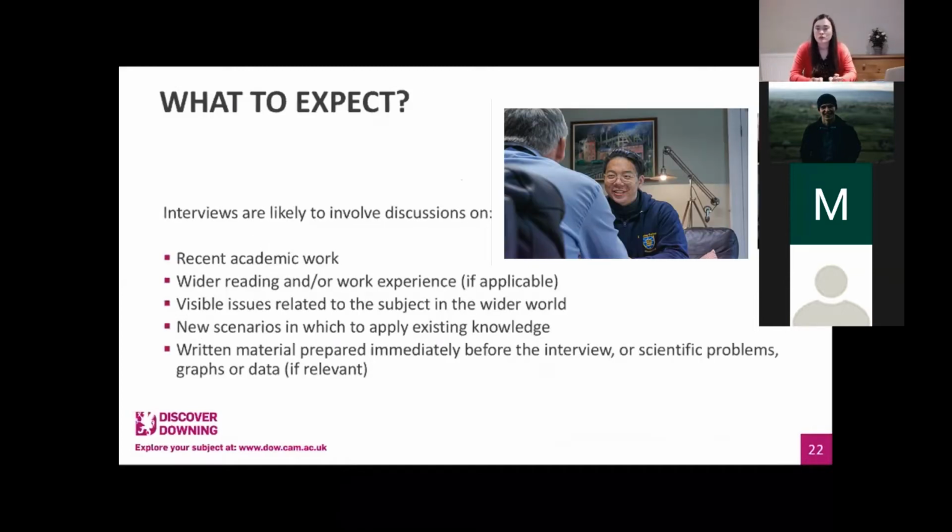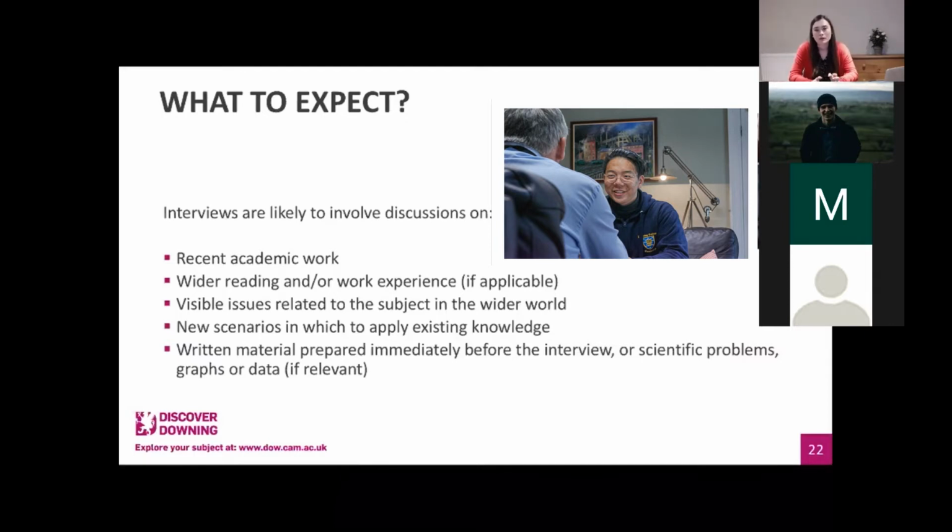So what can you expect in an interview? They might have discussions around recent academic work, any wider reading or work experience you might have done if it's applicable, and issues in the wider world, what is going on for your subject at the minute. They might present you with a new scenario, because they want to see how you apply your existing knowledge to this new situation. Or you might be given a problem, a graph, or some reading material in advance of the interview, and then they want you to come in and discuss that.